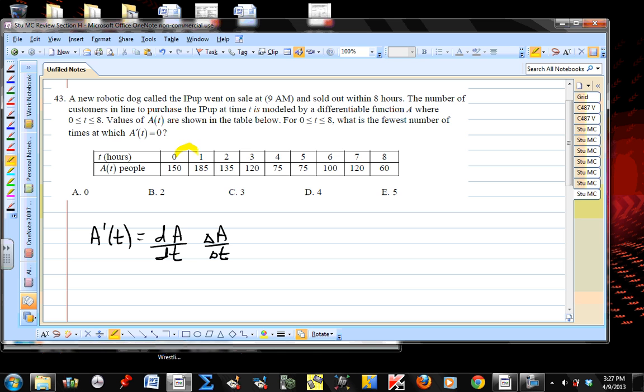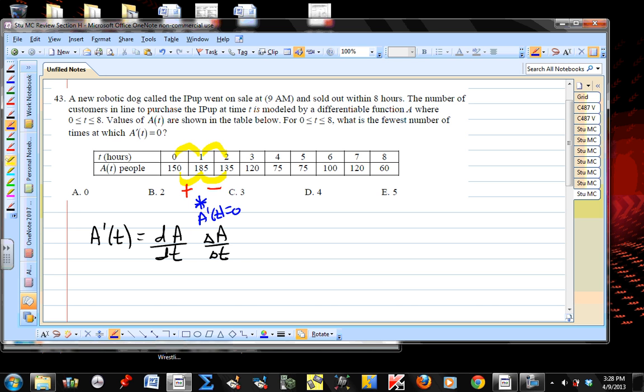As time goes from 0 to 1, the number of people went from 150 to 185. That is a positive change. Then, as time went from 1 to 2, the number of people in line went from 185 to 135. That's a negative change. So A prime was positive for a while. The rate of change of A was positive. Then the rate of change of A was negative. So somewhere in between here, A prime must have been 0.